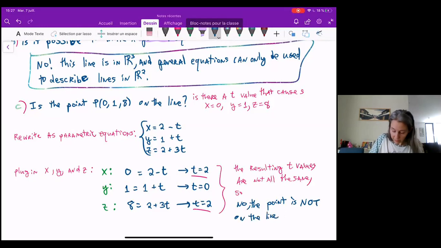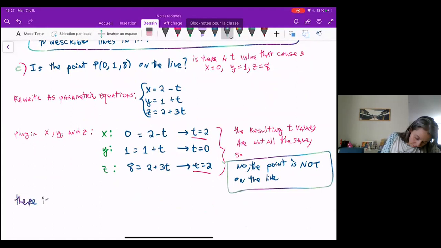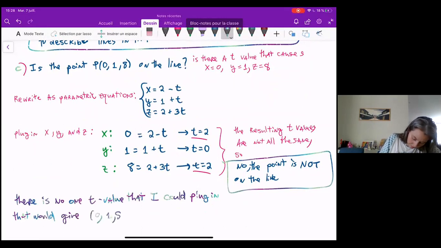Now, what this means, and I want to make this clear in case this looks a little different sometimes, is that there is no one t value that I could plug in that would give me 0, 1, 8 as a solution.